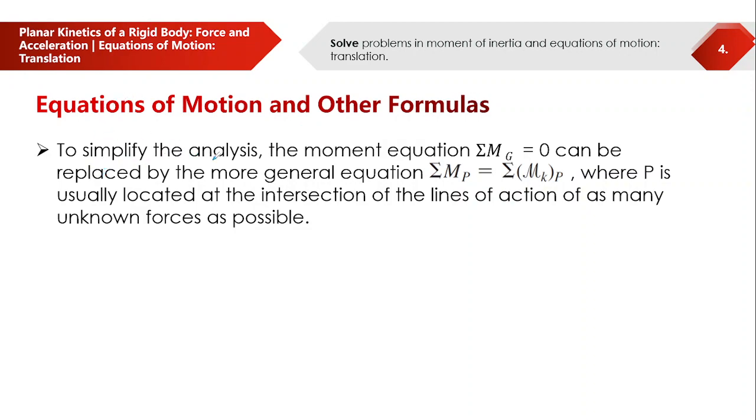So to simplify the analysis, the moment equation of summation of all the moments along G is equal to 0 can be replaced by the more general equation by this one. Okay? Where P is usually located at the intersection of the lines of action of as many unknown forces as possible. Okay? So, para ma-simplify mo yung moment equation na ito, then you can replace that by the general equation na ito. Okay?